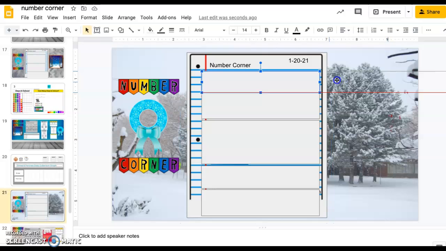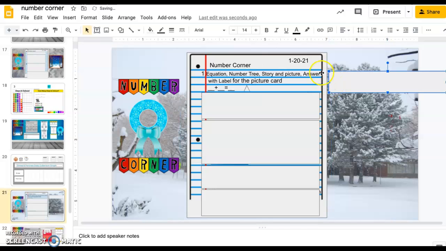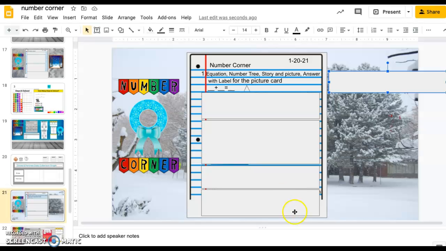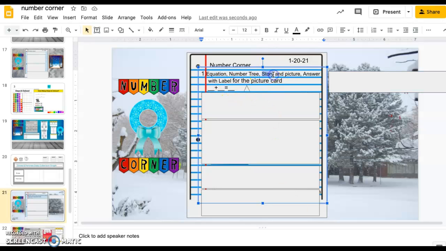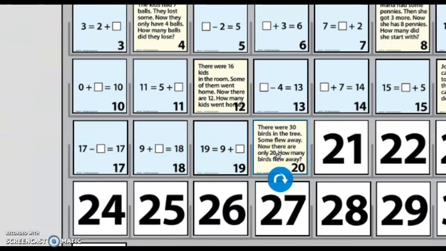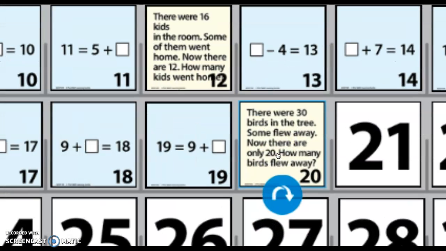Next to number 1, we are looking at our calendar, and first I'm going to flip it. So today we have a story. When I come back and look up here, they're giving us this part, the story. So you just need to write the story down, okay? So again, I'm going to zoom in so you can see it.